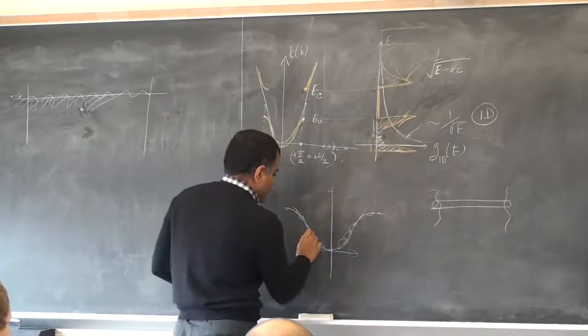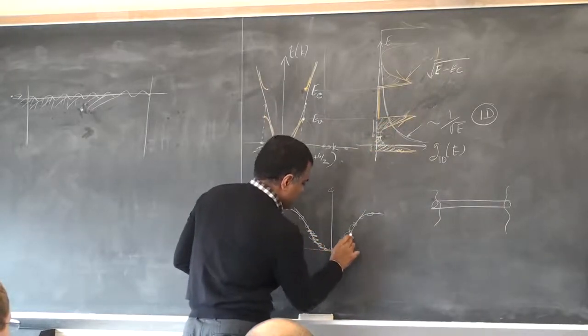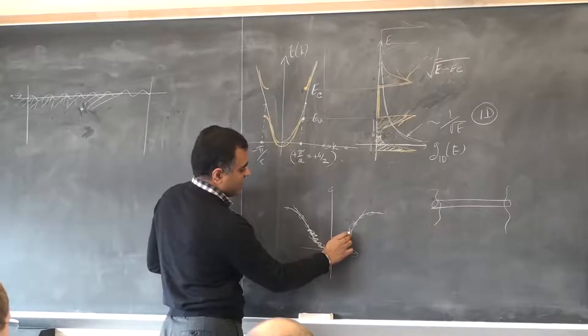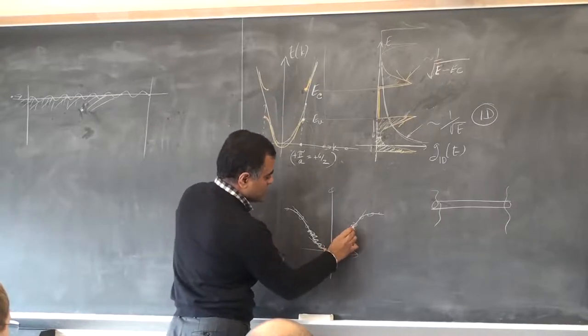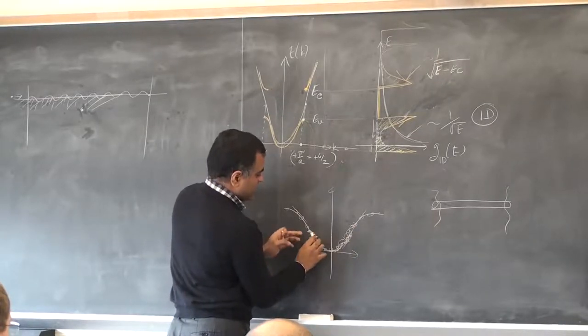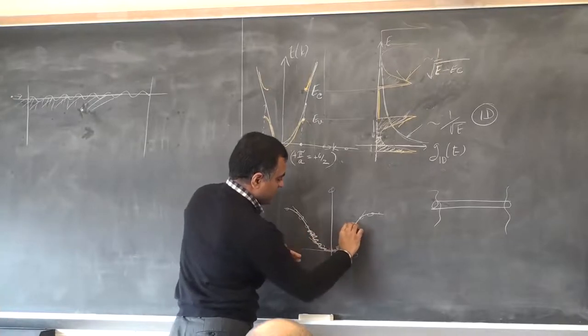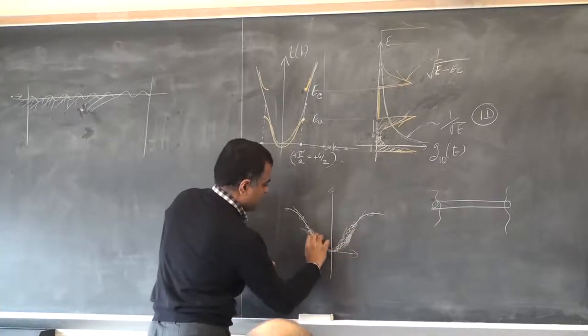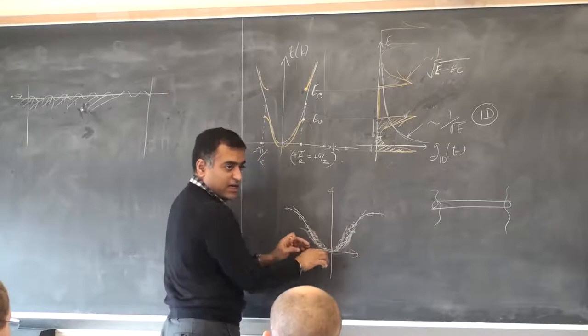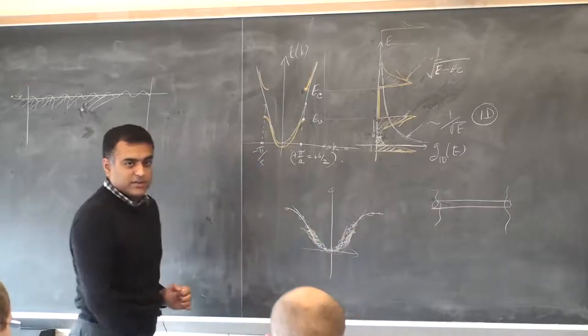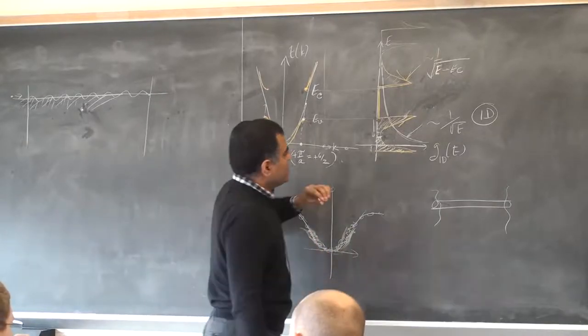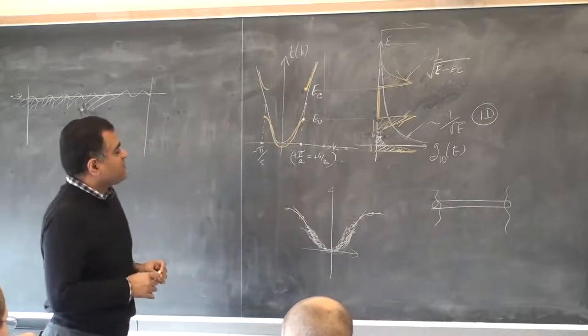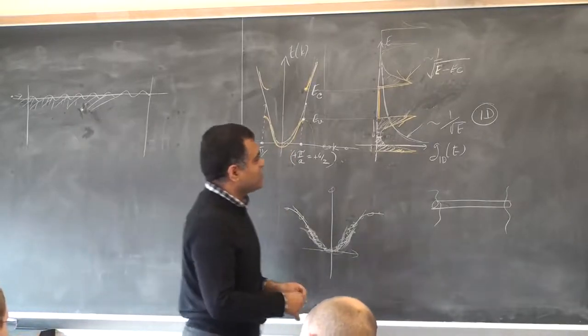Because now you can imagine that if your states were only filled till here and you come in with an electric field, then your Ks can increase here. Essentially, your occupation function will go from a symmetric to an asymmetric version, and you can have current flow then. So that's the bigger story here.